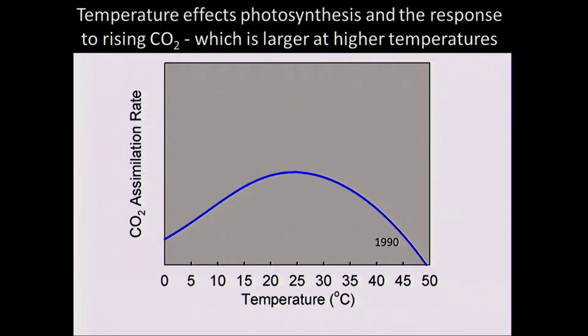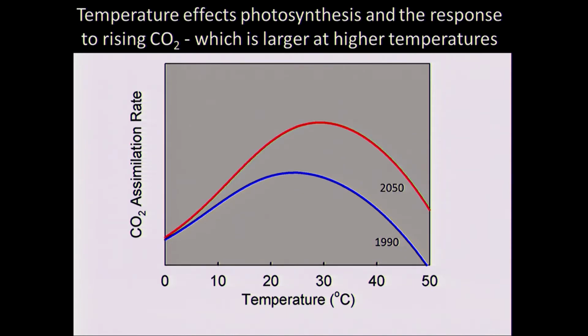Shown here is a wheat leaf that I've modeled CO2 assimilation rate for based on 1990 CO2 levels. And you can see that as the temperature increases up to an optima, photosynthesis increases and then it decreases. So if you're a wheat plant growing at 25 degrees, global warming is not going to help your photosynthetic rate, but if you're trying to grow wheat in Canada, it might be quite beneficial.